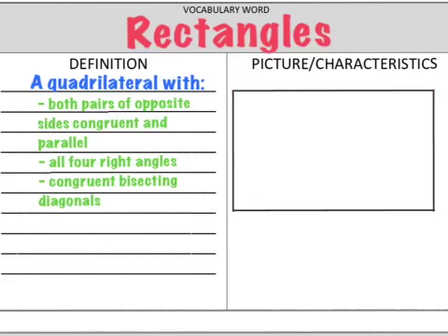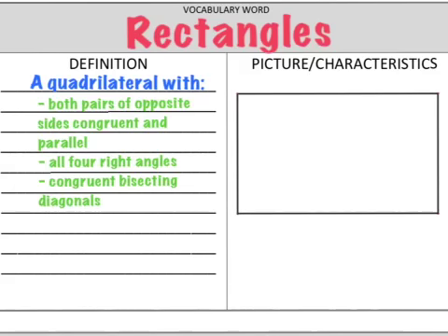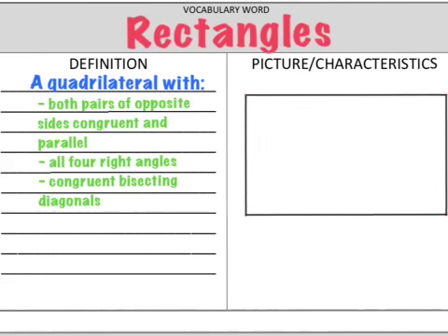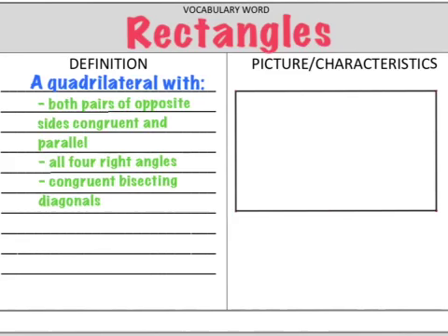Okay, we're going to do the same thing we did with the parallelograms on the last video. We're going to put all of our marks on our rectangle here. First thing that we know is that it's a quadrilateral, so that means it has 4 sides. It's a 4-sided polygon. And we know that both pairs of opposite sides are congruent and parallel. So this length is congruent to this length. This one is congruent to this one. And this is parallel to this. And this side is parallel to this side.